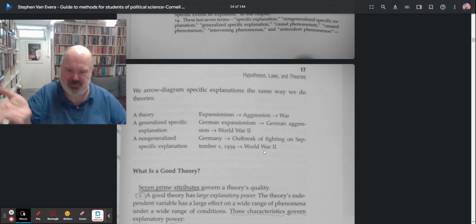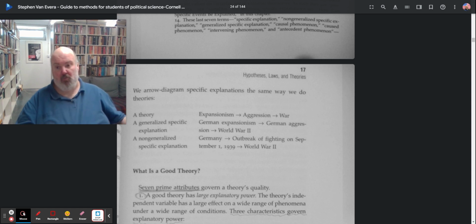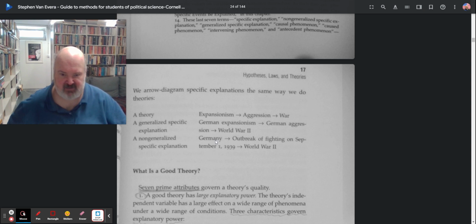Okay, there's no causal relation here. The fighting on September 3rd is just facts. There's no clear causal relationship to the theory. This is again a non-generalized specific explanation. It says Germany, the date that the war began, World War II. There's no relationship between this and what it is representing. Here, German expansionism, German aggression, this is a specific explanation.